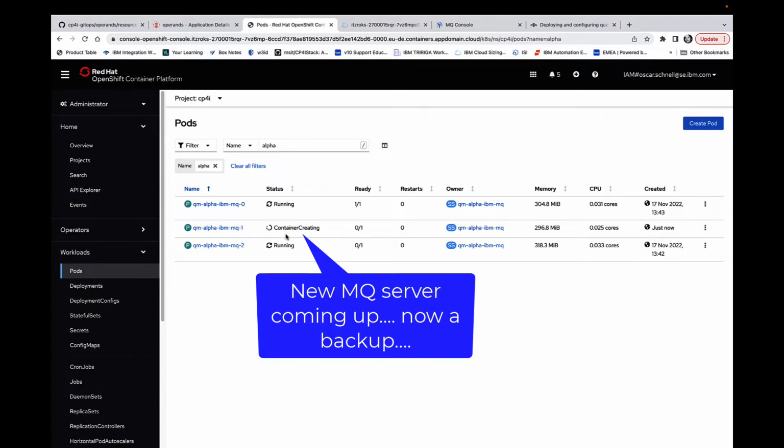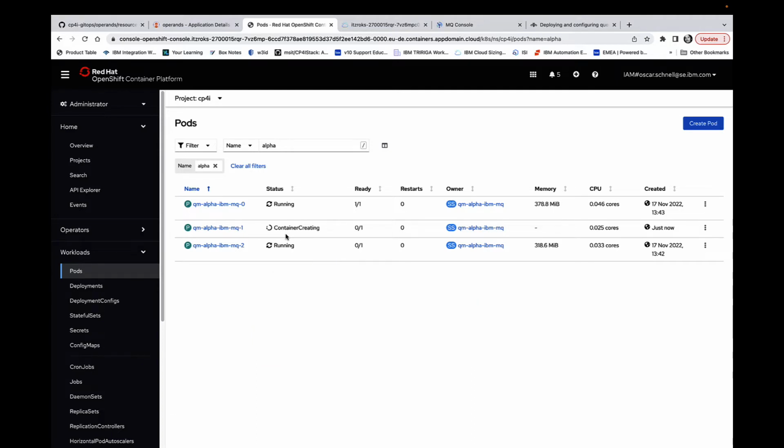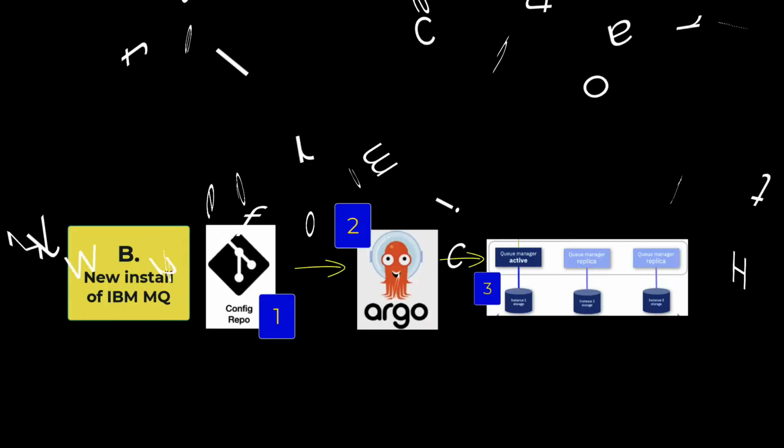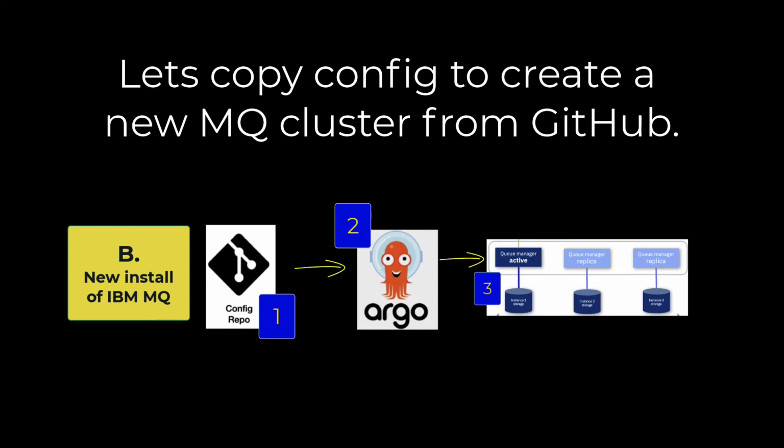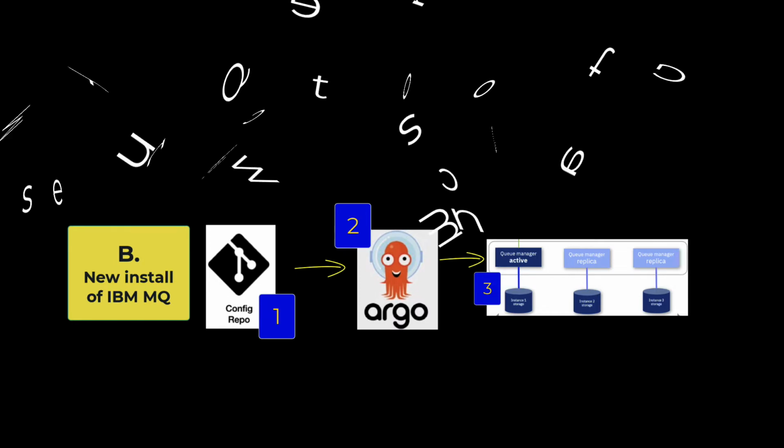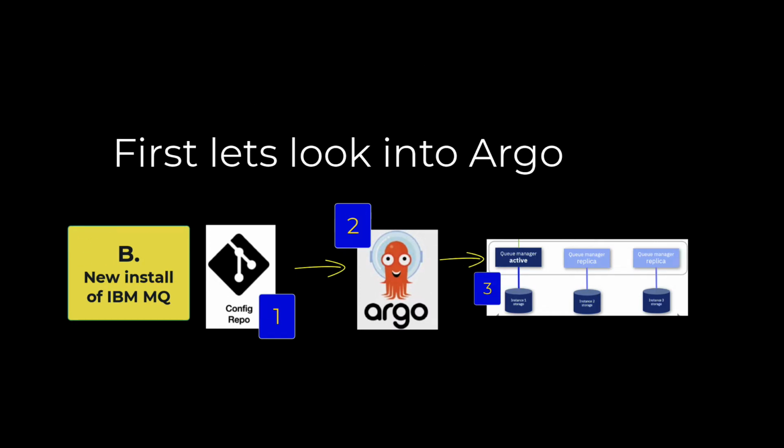So I sped the clip up a bit here. A new MQ server is coming back up, but it will take like a minute or two. So when that is up and running, the state is the same as before. The only difference is that we have one new active MQ server. So let's do everything from scratch. Let's create a new install of IBM MQ.